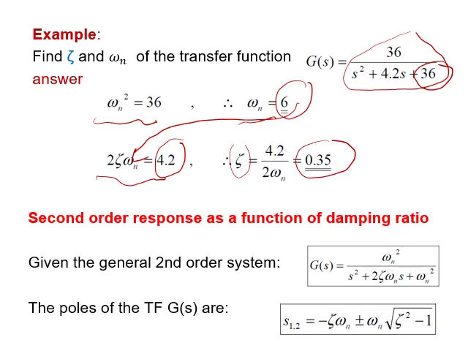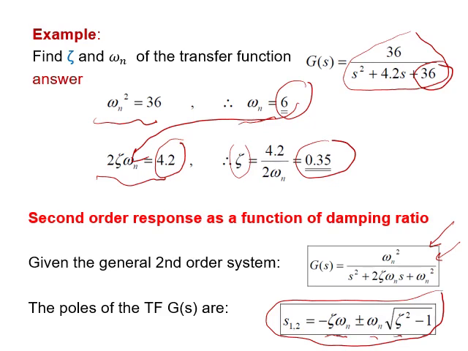So, the second order response as a function of the damping ratio. If I want to represent the system in terms of the damping ratio, I want the damping ratio to tell me something here. If the response has this format, we'll find that the poles of the system can be written as minus zeta omega n plus or minus omega n times the square root of zeta squared minus 1. So that's how we can write the poles of that kind of system.